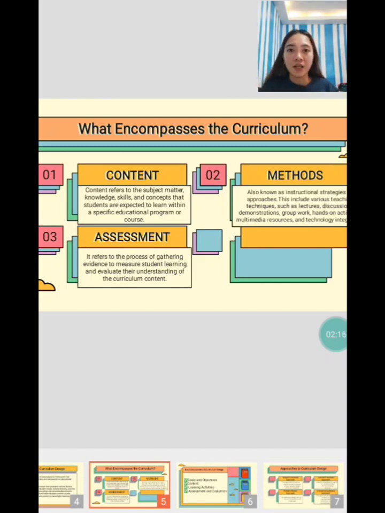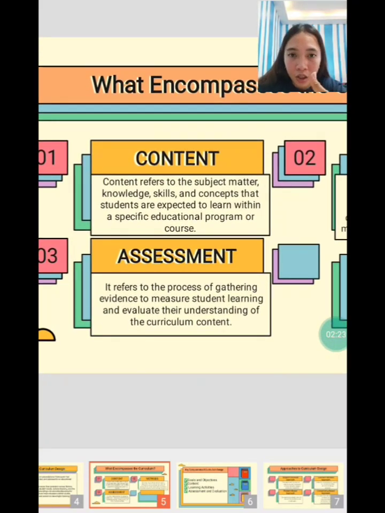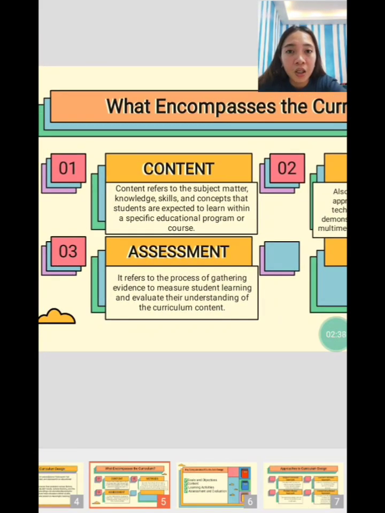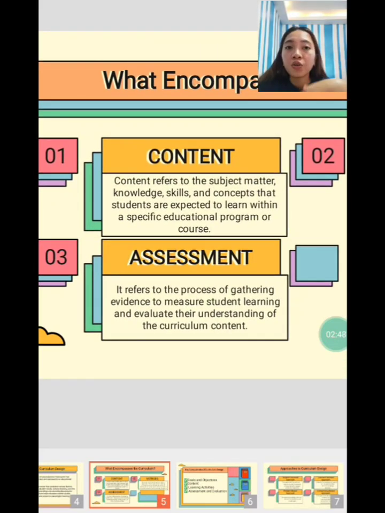So first is the content. Content refers to the subject matter, knowledge, skills, and concepts that students are expected to learn within a specific educational program or course. So simply, content is like what is in the module, na kung ano yung ituturo natin sa mga estudyante.